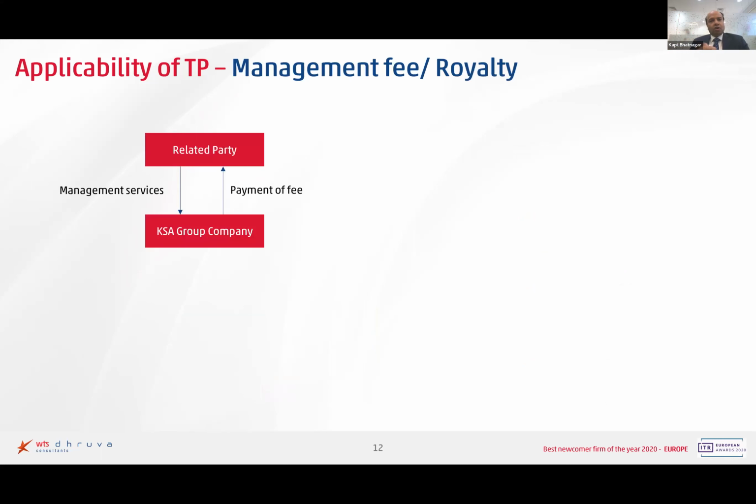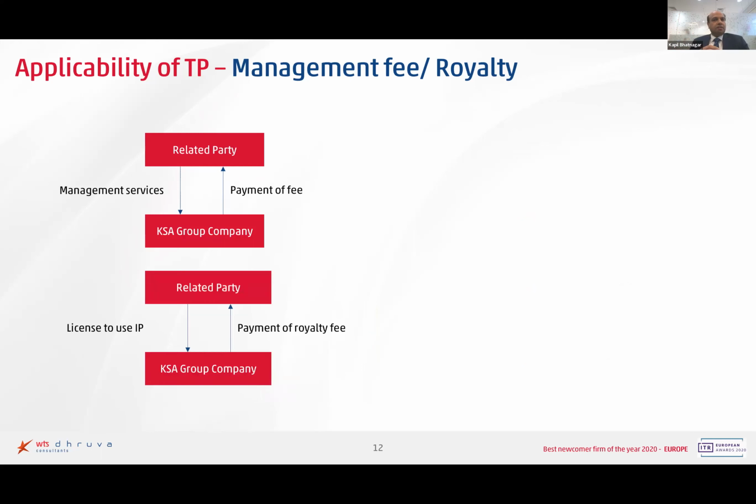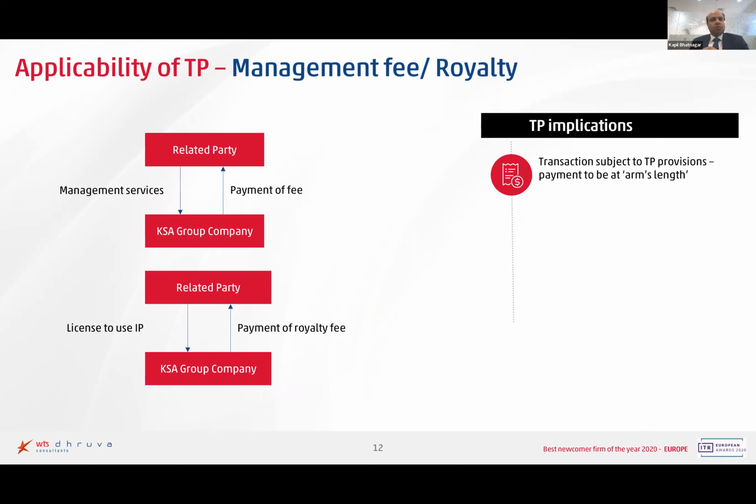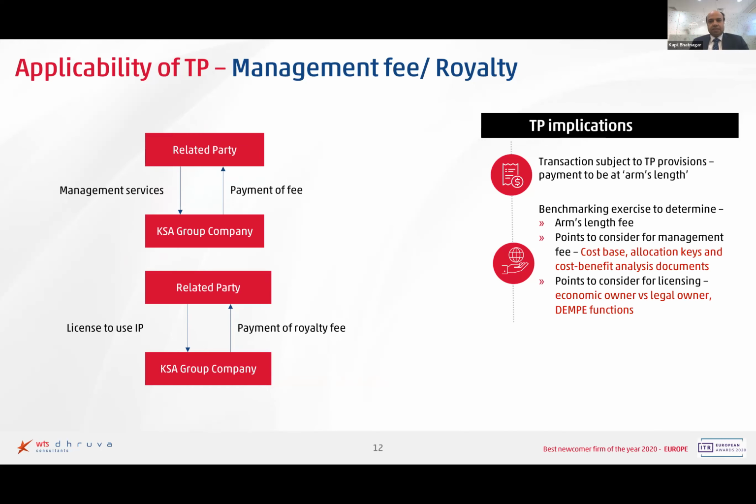We've also seen a lot of cases where management fees have been paid by group companies to their related parties. Also, we've seen cases where licensing of IP has happened and a royalty fee has been paid by the KSA group company to the related parties. Again, these kinds of transactions are subject to transfer pricing provisions under the KSA law, and they need to be made on an arm's length basis.